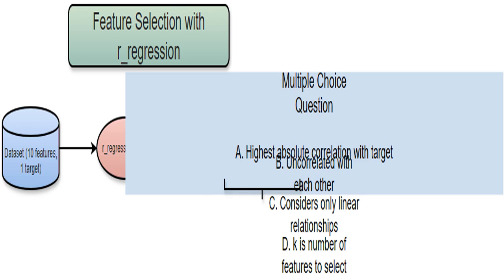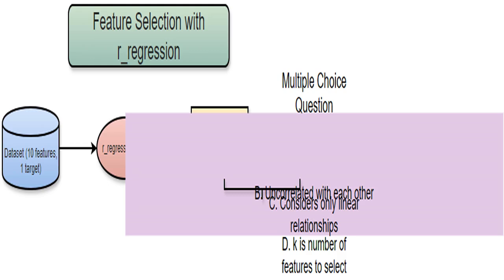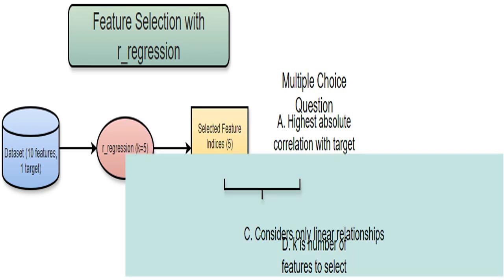I agree. r_regression does exactly that. This is wrong. r_regression only looks at how each feature relates to the target independently. It doesn't check if my chosen features are related to each other. They could be.